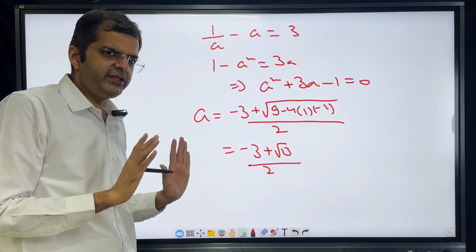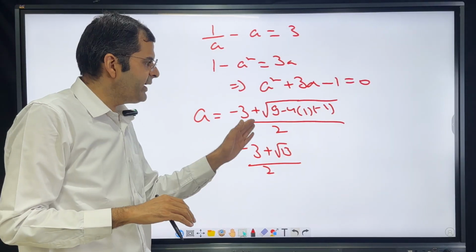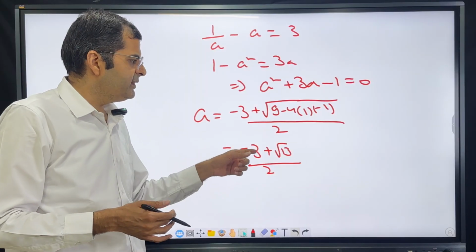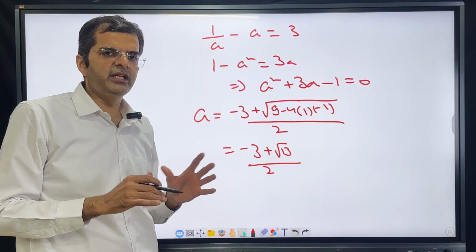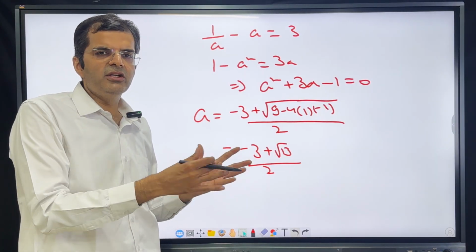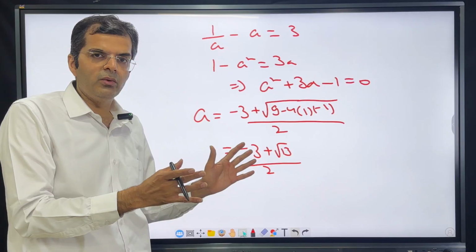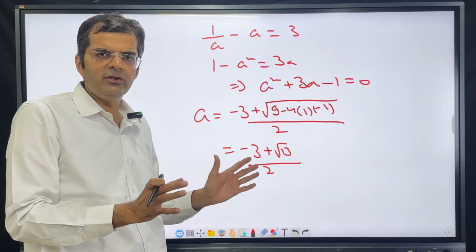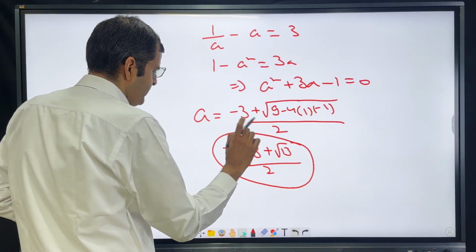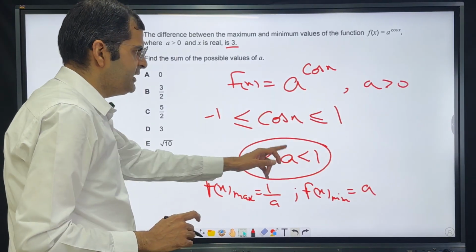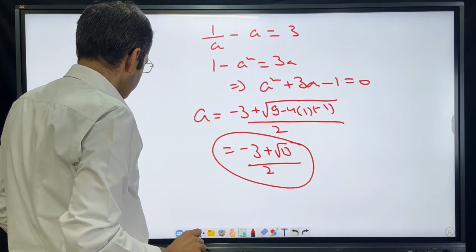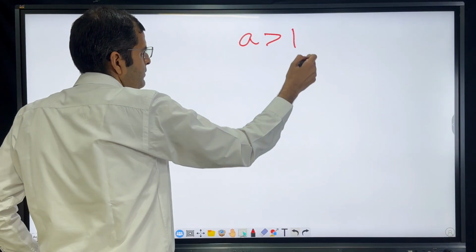Does this value lie between 0 and 1? Let me check. If I take minus 3 minus root 13, it will become negative, so that will not lie between 0 and 1. In this case, under root 13 is 3 point something. So minus 3 plus 3 point something gives me 0 point something. 0 point something divided by 2 will also give me a number which lies between 0 and 1. So this is a valid solution. This is one solution that I get in the first scenario, which is when a lies between 0 and 1. We have been given that a is greater than 0. The other possibility is a is greater than 1.